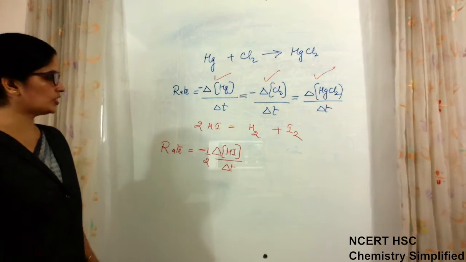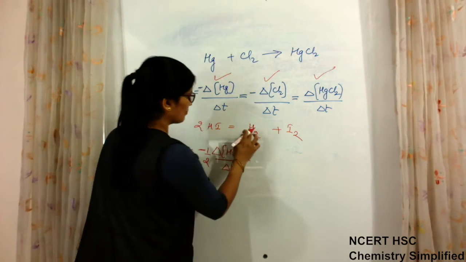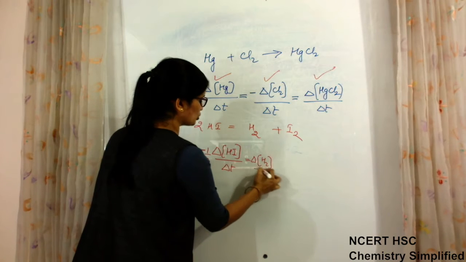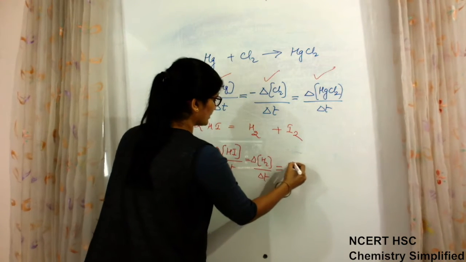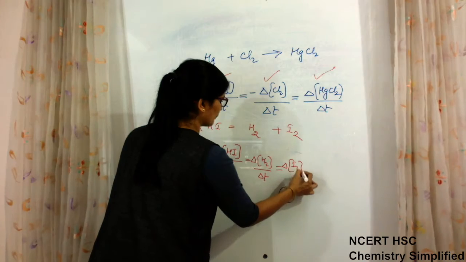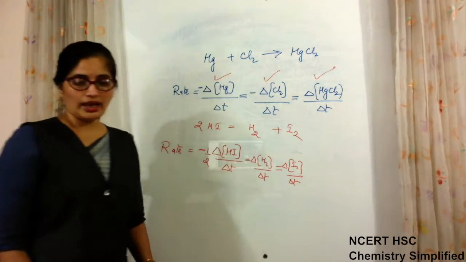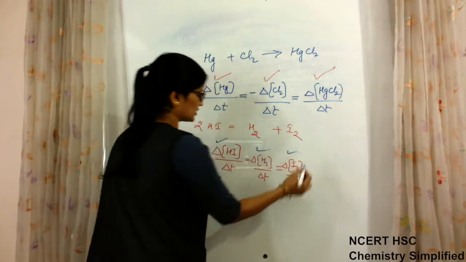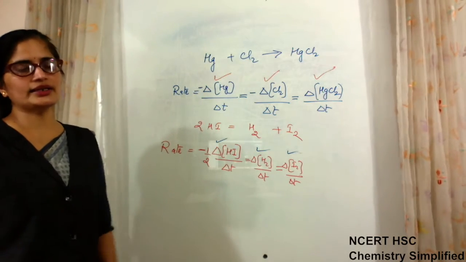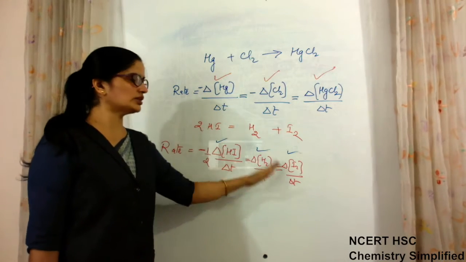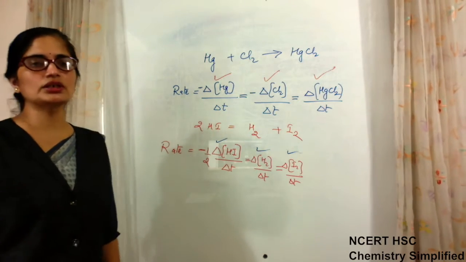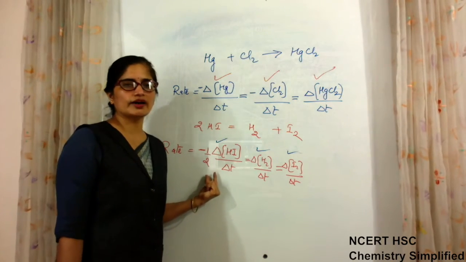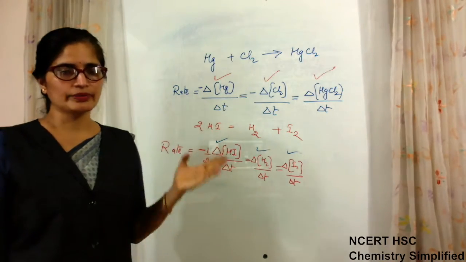This will be the expression. Because these are products, there is no negative sign: the change in concentration of H2 with time, or I can write the change in concentration of I2 with time. Any one of these I will use. All are not needed to find the rate of reaction. Any one out of the three is sufficient to know the rate of reaction. But if a stoichiometric coefficient is involved, we have to divide by that stoichiometric coefficient.